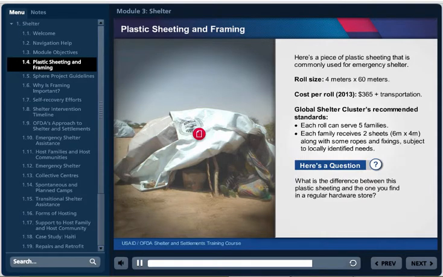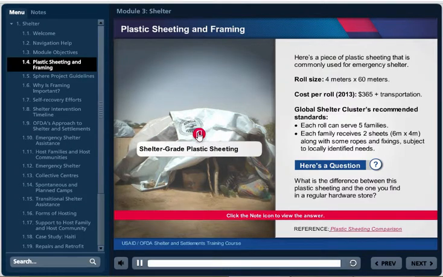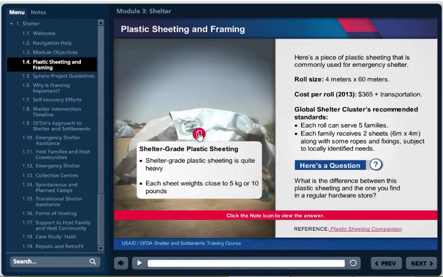What is the difference between this plastic sheeting and the one you find in a regular hardware store? Click the note icon to view the answer. This is not the regular household plastic sheet that you will find in the market, or the one used to cover the back of a truck when it rains. This is what we call shelter-grade plastic sheeting. For it to be this strong, it is also quite heavy. In fact, plastic sheeting standards specify 200 grams per square meter, making each sheet close to 5 kilograms.